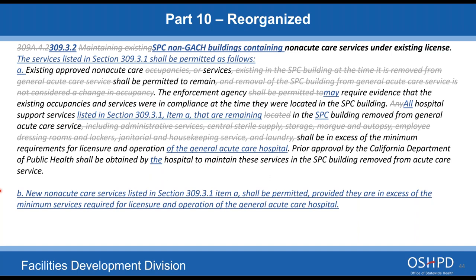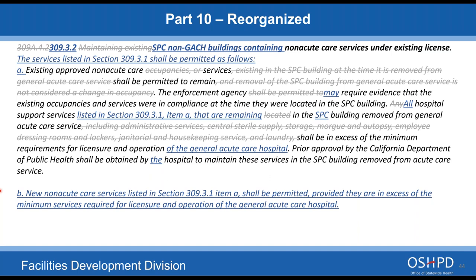Okay, an SPC building removed from general acute care services can be allowed to have other services in there, but they must be in excess of the minimum requirements for licensure and operation of the acute care hospital. So that's where I was going back to, say, an example for storage. You have storage in the existing hospital, and you must meet the requirements for storage in that hospital. If you want to expand that storage for the hospital, it can be in the SPC building or the 1R building.